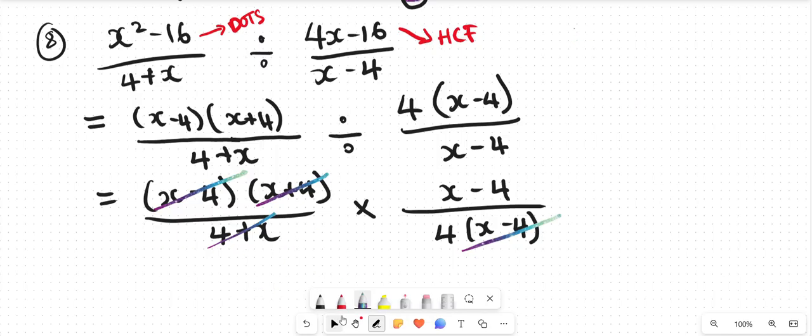Alright, cool. So I've cancelled the x plus 4 and the x plus 4. So what am I left with? I'm left with this guy and I'm left with this guy. So I'm left with an x minus a 4 that is divided by a 4. And again, we cannot cancel these 4's there. So you would leave this as your final answer.